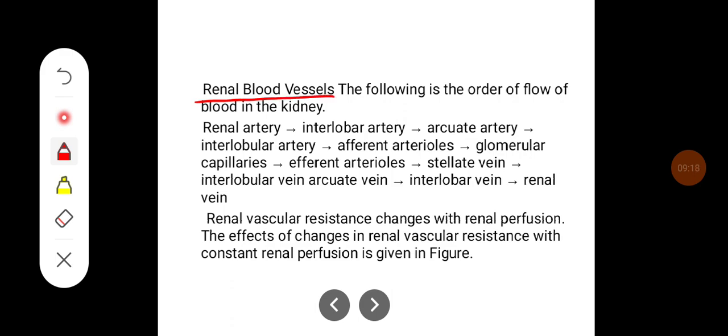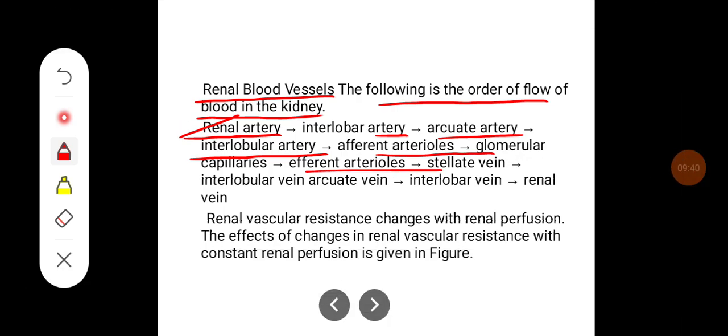Renal blood vessels. The following is the order of flow of blood in the kidney. The arterial blood is supplied from the renal artery, which divides into interlobar artery, then arcuate artery, interlobular artery, then afferent arteriole, then glomerular capillaries, efferent arterioles, then they form stellate vein, interlobular vein, arcuate vein, then the interlobar vein, then they form the renal vein.